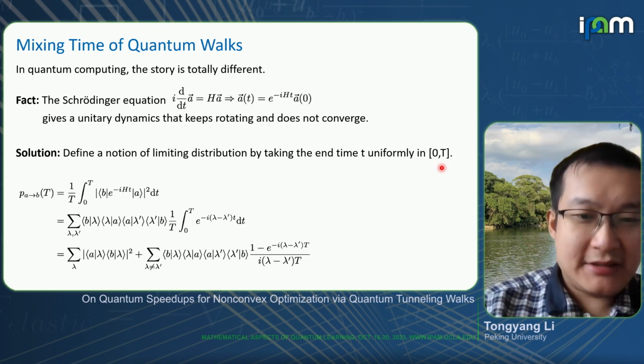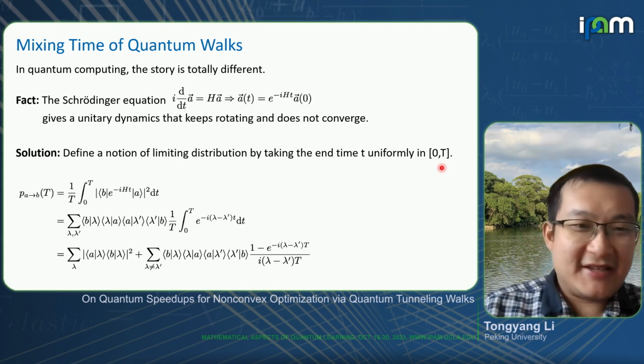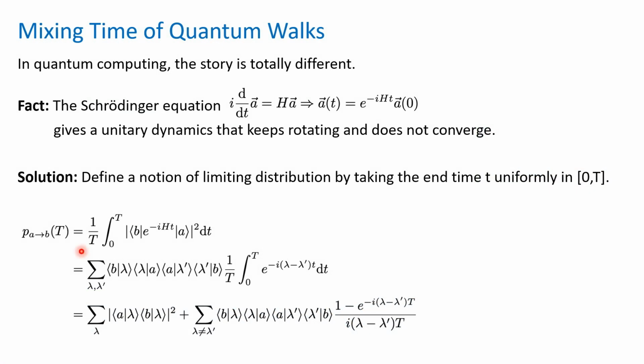So why is this the case? Let me do a quick analysis here. As I'm describing, if you take a small t uniformly from a large interval from 0 to capital T, then the probability that you reach from A to B is going to be this kind of integral, because you are taking a uniform time t taken from this interval 0 to capital T. It turns out that, making some further eigendecomposition and some calculations, it is going to have such a form here.